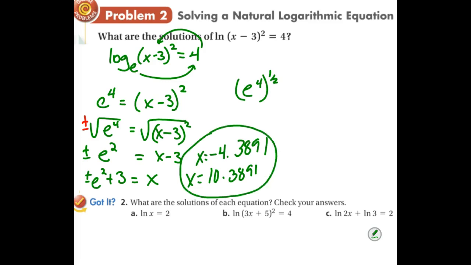If I plug them back in, will I have any trouble? In other words, will I be trying to take the log of a negative? That square means it doesn't really matter what's in the parentheses, right? As soon as I square it, it's going to come out positive. So both answers would be given as solutions. They both will work.